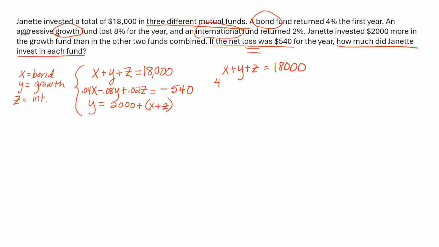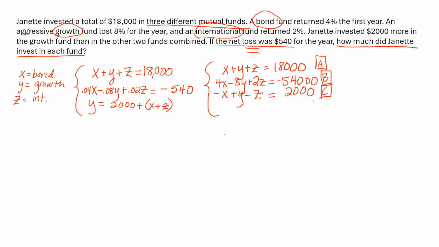So I'll have 4x minus 8y plus 2z equals negative 54,000. And then this last equation, I'm going to put everything except the 2,000 on the left side. So minus x plus y minus z. So these are my three equations. Okay, so the x's look very easy to get rid of.